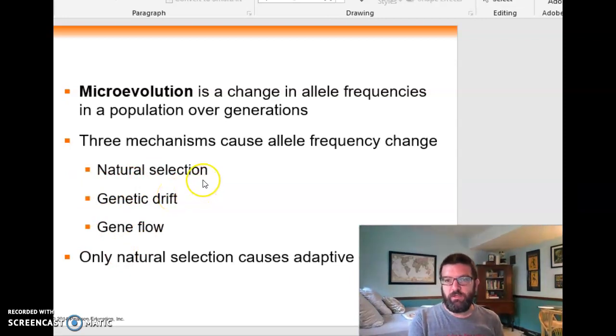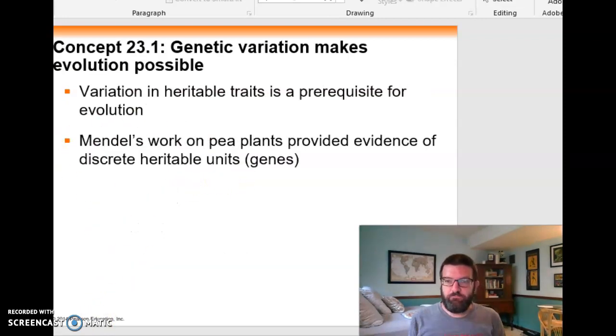But the only thing that can cause adaptive evolution, meaning evolution that makes you more adapted to your particular environment, is natural selection, which we've been discussing. So one of the observations that Darwin made was that there was variation in heritable traits, right? And Mendel knew something about this. He was working on those units of heritability at the same time that Darwin was coming up with his idea of natural selection, though neither one of them knew what the other was doing.